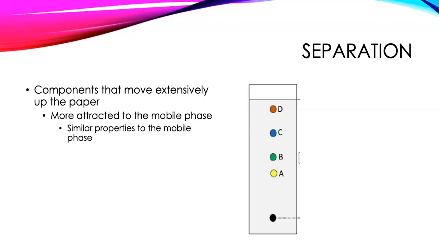It moved really quite a long distance, which tells us that substance D is more attracted to the mobile phase and has similar intermolecular forces to the mobile phase. So if the mobile phase is fairly nonpolar, then substance D is the most nonpolar component of these four. And we can actually use this to rank them. But this is something you need to be able to discuss on the AP Chemistry exam. I've seen free response and multiple choice questions which address this point.